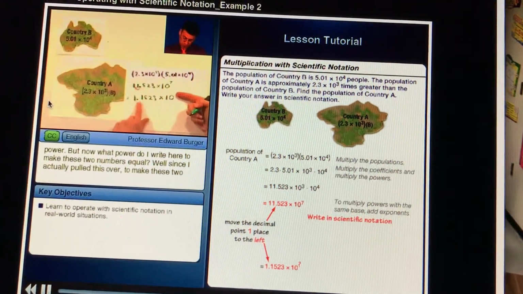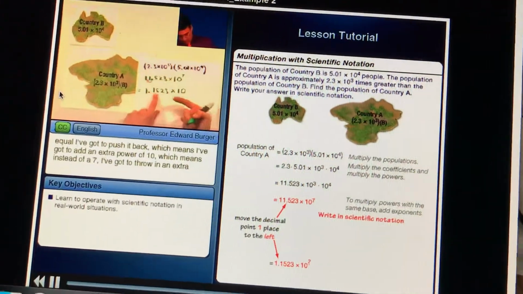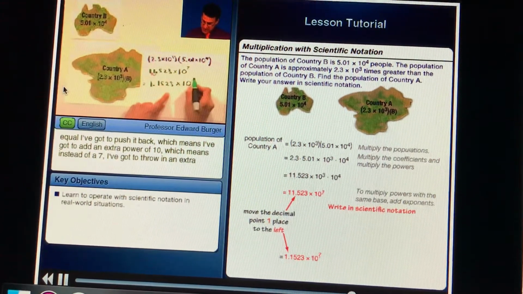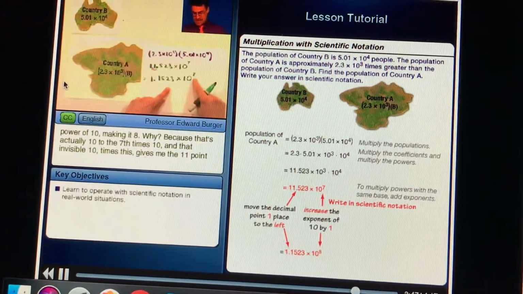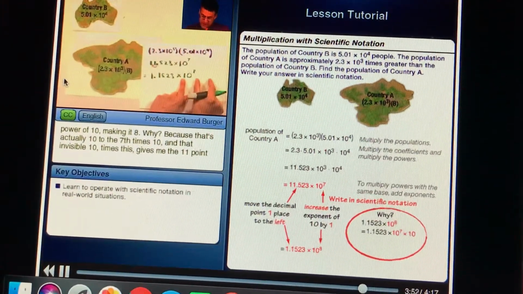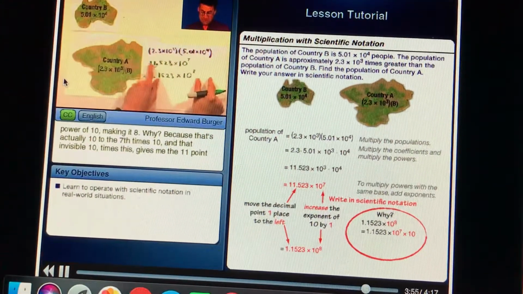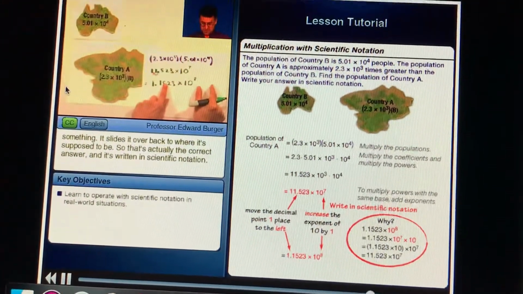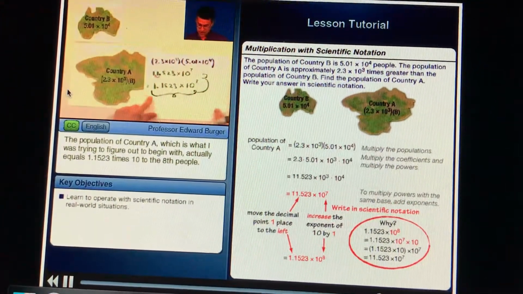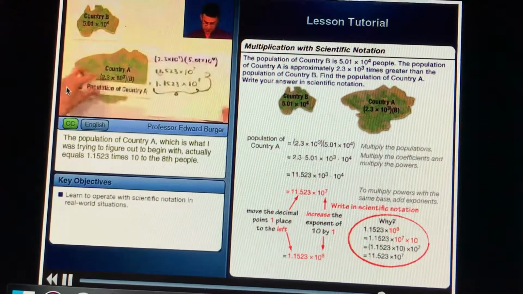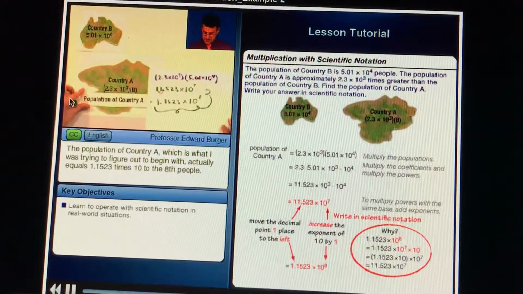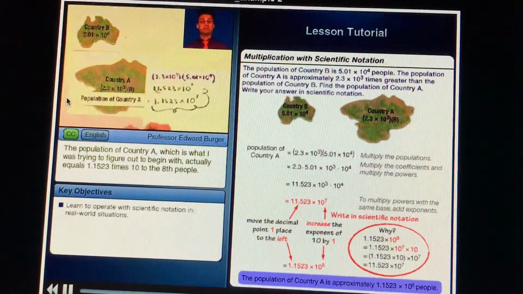Well, since I pulled this over, to get this to be equal, I've got to push it back, which means I've got to add an extra power of 10. Instead of a 7, I've got to throw in an extra power of 10, making it 8. Why? Because that's actually 10 to the 7th times 10, and that invisible 10 times this gives me the 11 point something. It slides it back to where it's supposed to be. So that's the correct answer, and it's written in scientific notation. The population of country A, which is what I was trying to figure out to begin with, equals 1.1523 times 10 to the 8 people. That's a big country.